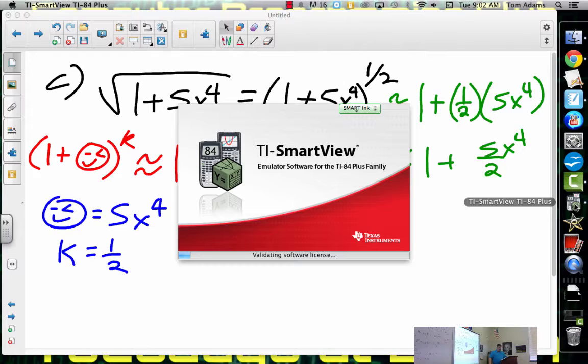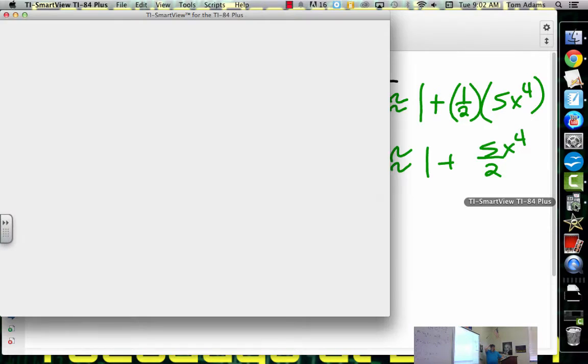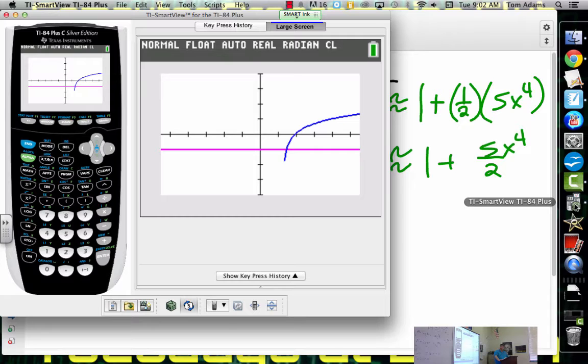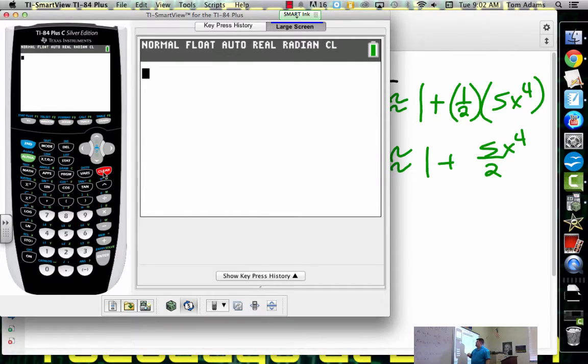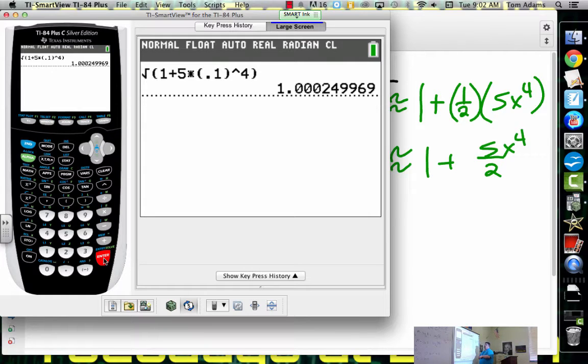And it says for small values of x. All right. So what would be a really small value? 0.1. 0.1 is something that we can plug into this. So in other words, let's clear this. If I were to take the square root of, what was the original function? 1 plus 5x to the 4th. All right, so I say plus 5 times, and then we're going to put 0.1 raised to the 4th. So I'm just arbitrarily choosing 0.1, and I enter that in, and I get pretty darn close to 1.